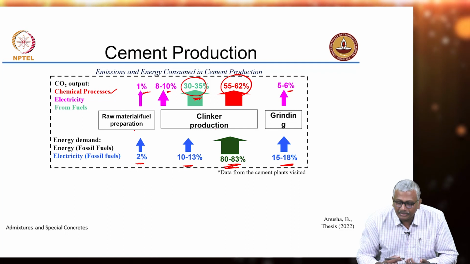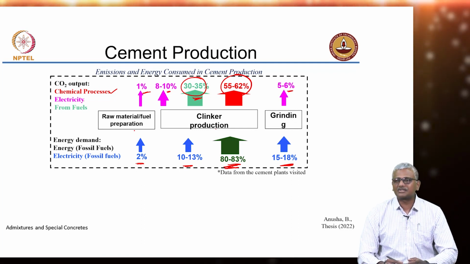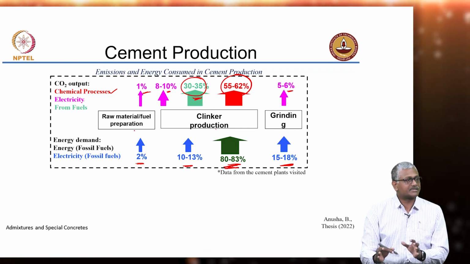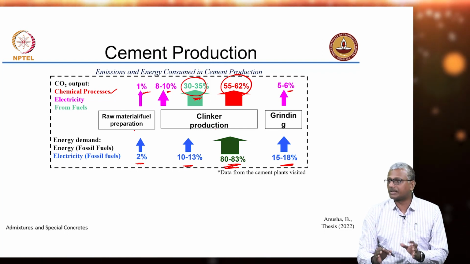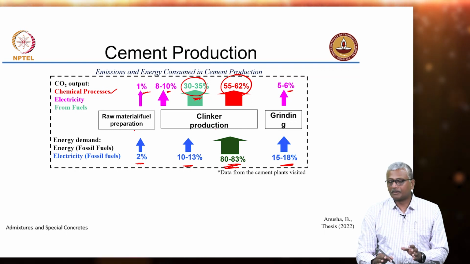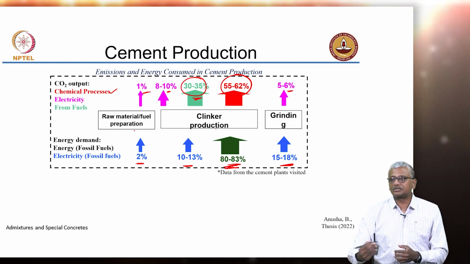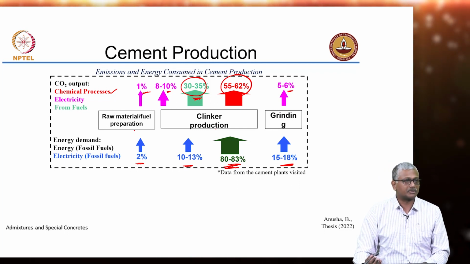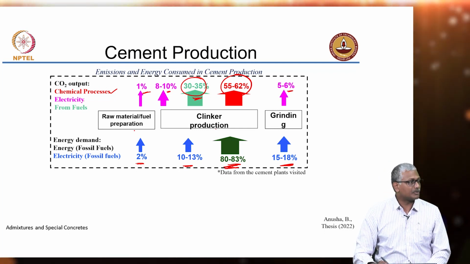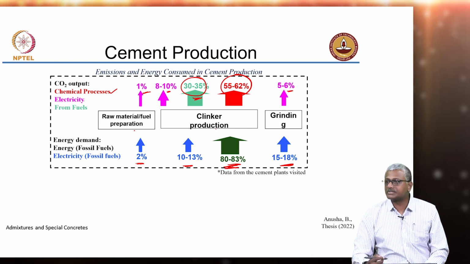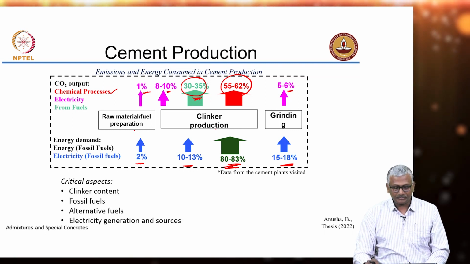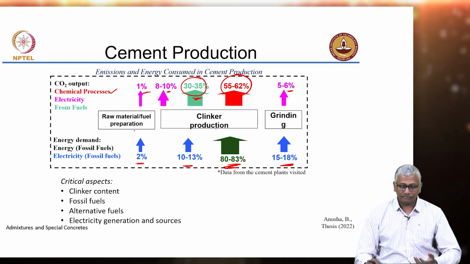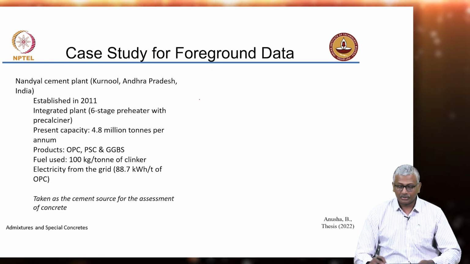Electricity, the CO2 released based on electricity is not really that significant a component. So most of the components that are significant are related to the clinker production in the kiln, right? The part on limestone decarbonization you can't do anything about, because that is the process that leads to cement production. But the fuel part is something where you can actually start playing with alternative fuels and get a clear estimate. So, critical aspects obviously are clinker content, fossil fuels, alternative fuels, electricity generation and sources.